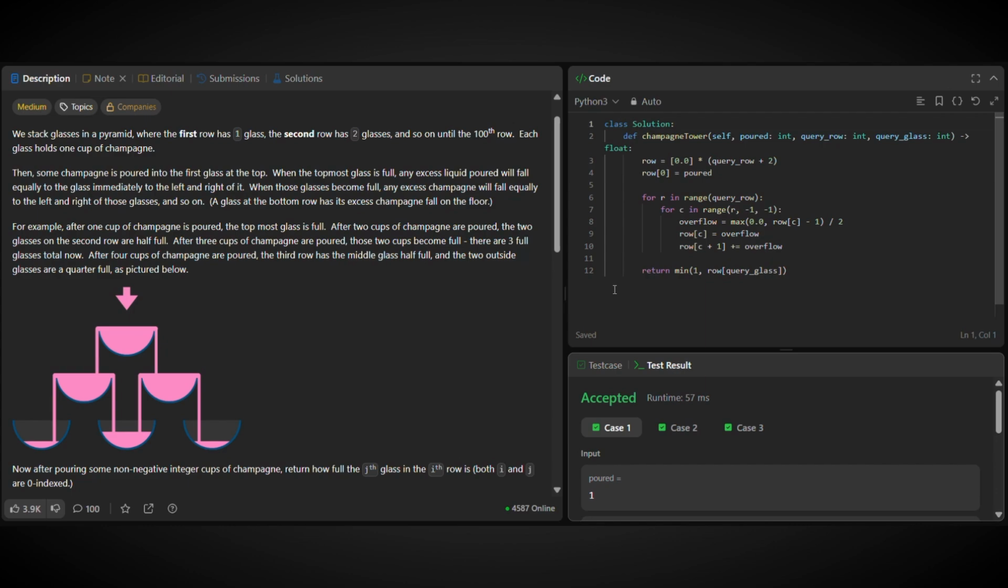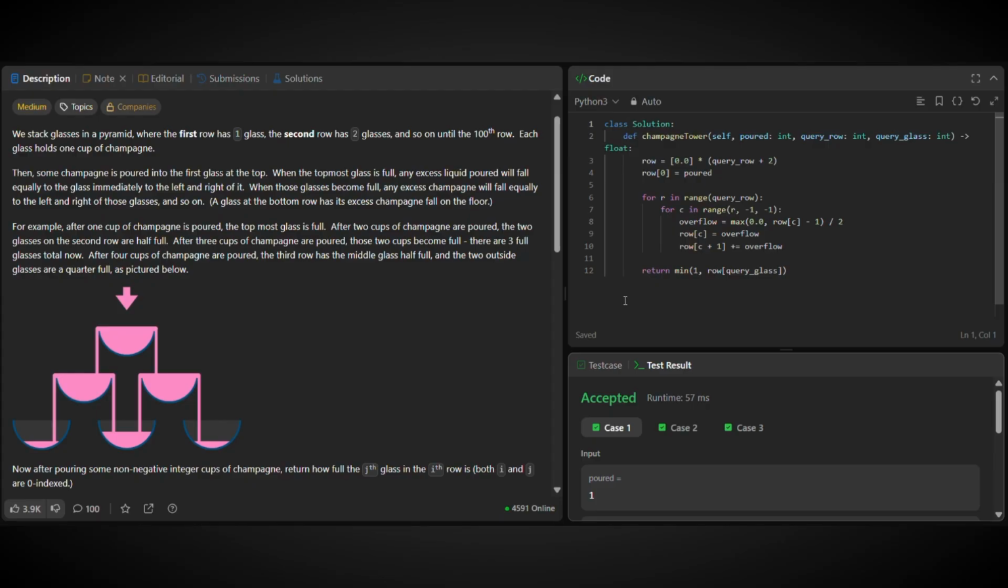Why is this DP? Simulation DP, a state transition problem with row-based dependency. Pattern to remember: when state depends only on the previous layer, use a one-dimensional rolling array. Seen in Pascal's triangle, triangle path sum.